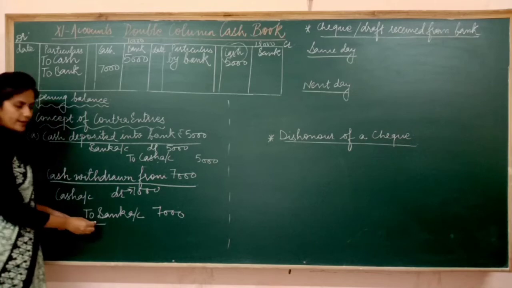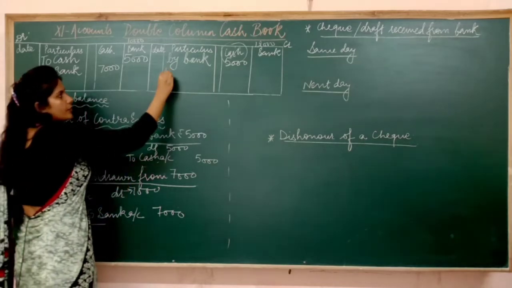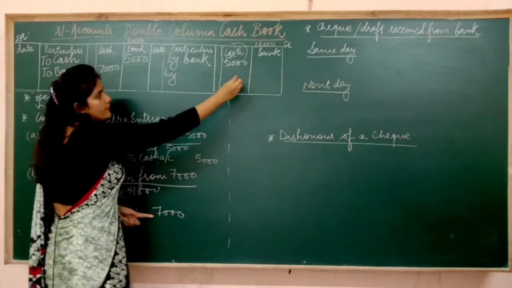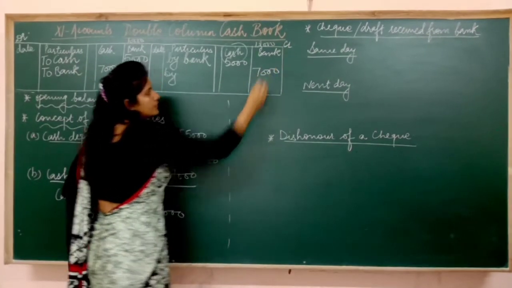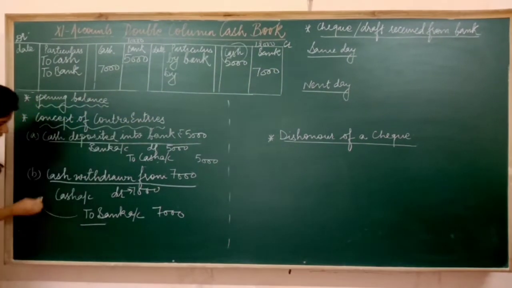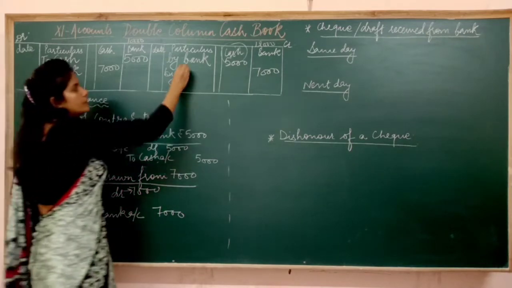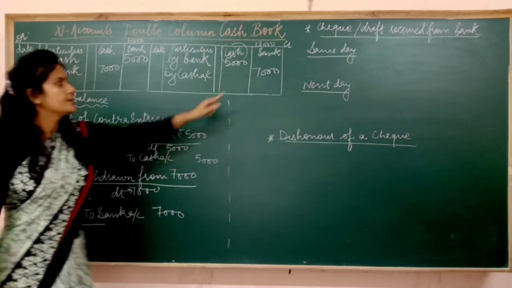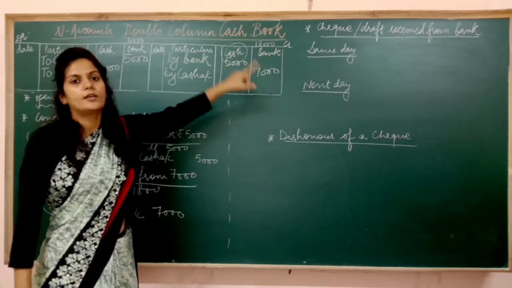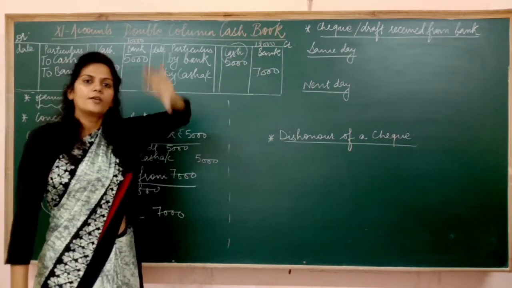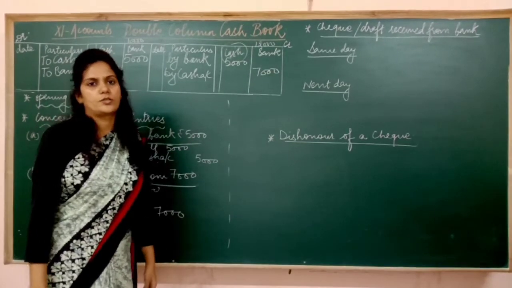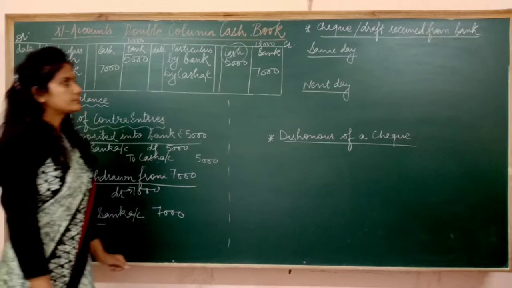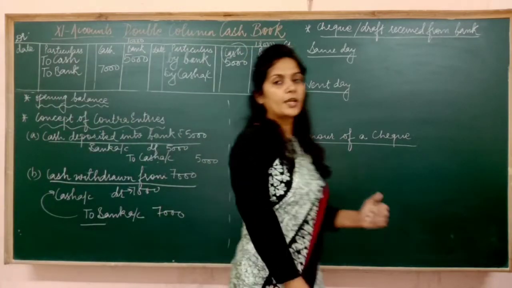Now bank is credited, entry will be on the credit side. Credited with rupees 7,000, credited because of cash account, so by cash, which means that 7,000 rupees cash has gone or 7,000 rupees has gone out of your bank account. I hope the posting of contra entry is clear to you. Now come to the next.